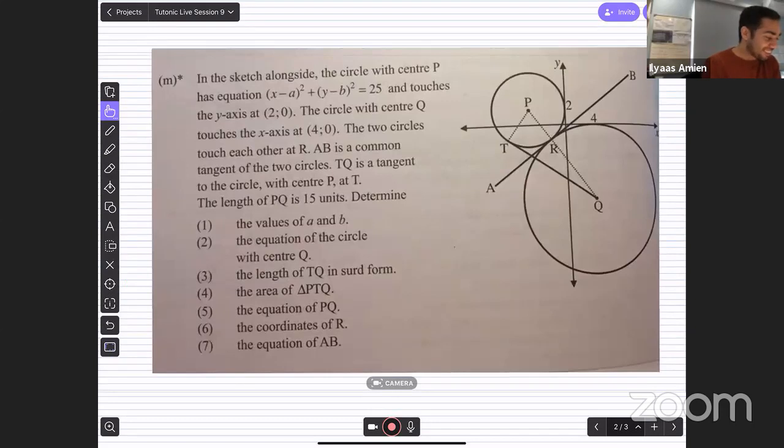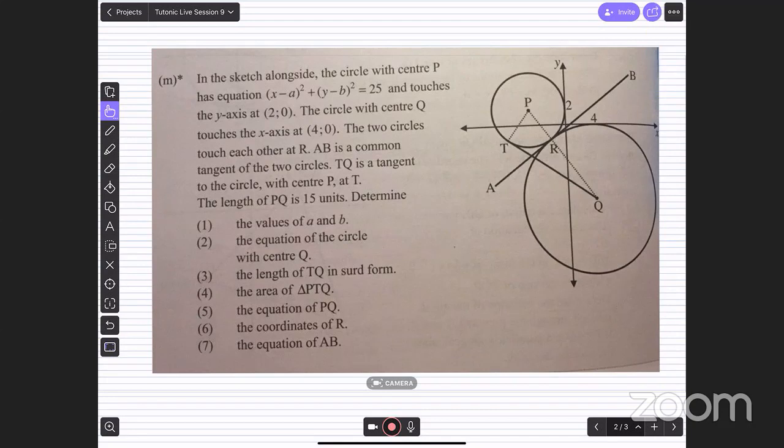In the sketch, the circle with center P has the equation... Okay, Nafisa, did you do all these questions? No, I did not do that. Which ones did you do? It was just similar to the one we did now.